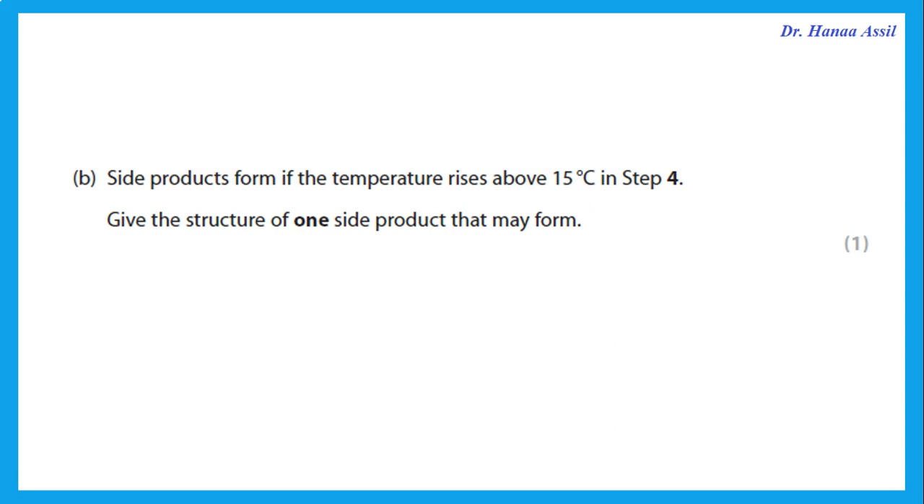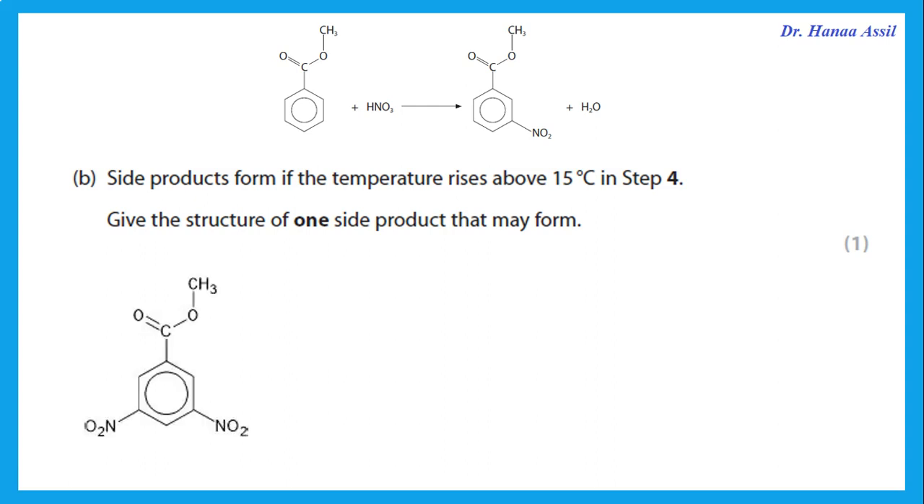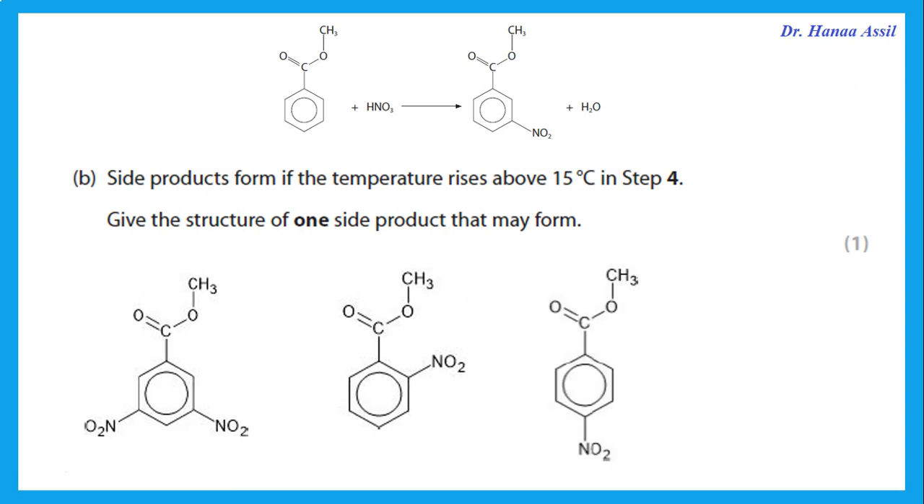Give the structure of one side product that may form. We need to react it in order to form one nitro group on the benzene ring. If we leave it to react more and more, that means it will add more and more nitro, or it will put it in different positions. So he wants one side product. Actually, there are several possible side products. Putting 2 NO2s like this, or putting the one NO2 but in the different position on the benzene ring, or putting 3 NO2s on the benzene ring. So any one of these could be your answer.